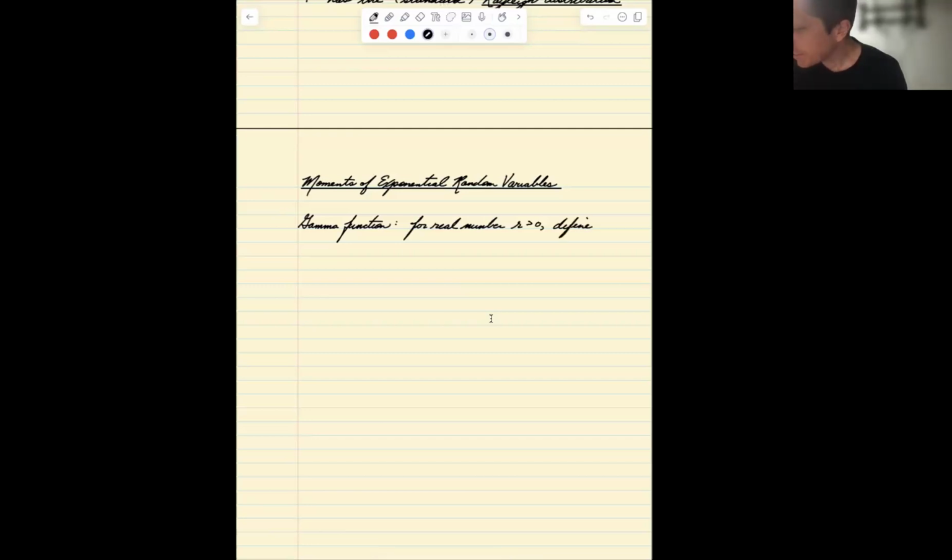So the first thing to do is that I want to define the gamma function. For a real number r positive, the gamma function is defined as the integral from 0 to infinity of x to the power r minus 1, e to the minus x dx.